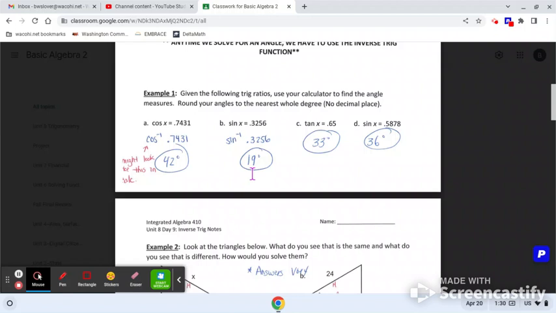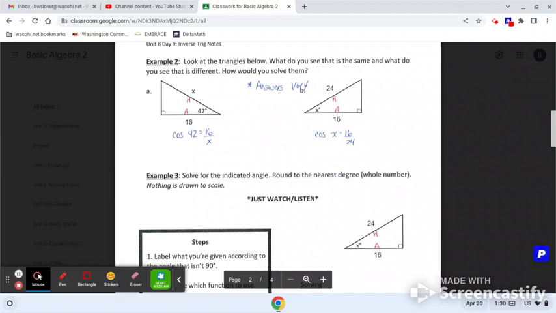Example 2 says, look at the triangles below. What do you see that is the same and what do you see that is different? How would you solve? I'm hoping that when you actually look through this, you do notice some differences. So why don't you hit pause on the video and write out some differences, or maybe just circle what you know, and then you can unpause it when you're done.